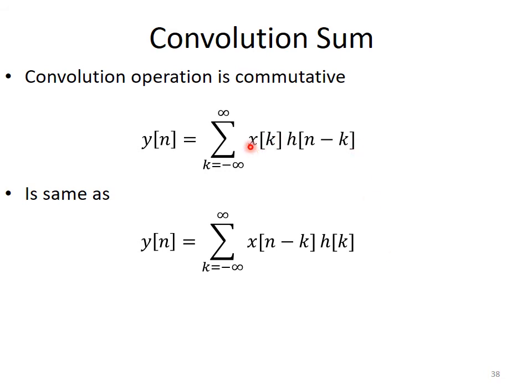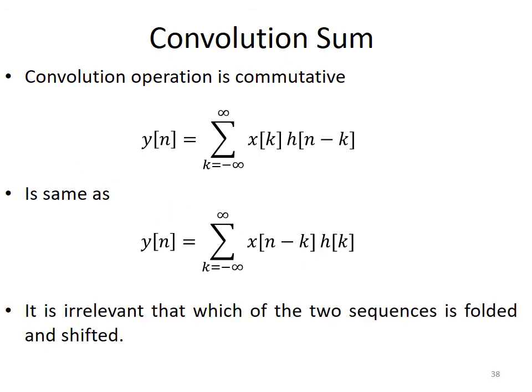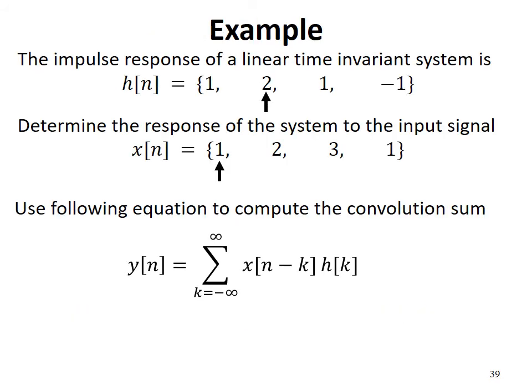So the convolution operation is basically commutative. It means either you multiply x of k with the folded and shifted version of h of k, or you multiply folded and shifted version of x of k with h of k, you will get the same result, right? So it is irrelevant basically which of the two sequences is folded and shifted. The same example that we solved in previous slides, now I am giving you this as homework, that now fold and shift x of n instead of h of n and then find out the convolution, right? So you should get the same result.